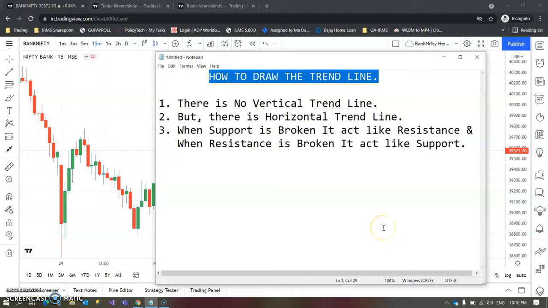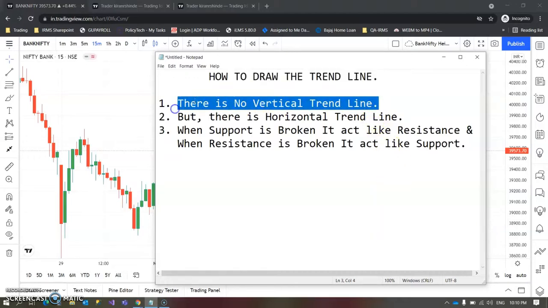So basically there is only one rule we can say for drawing a trend line: there is no vertical trend line. There cannot be a vertical trend line. This is the full and final rule, and the rest of the two are points regarding the trend line. So what is the second point? There is a horizontal trend line. A horizontal trend line can exist. We will see more examples on this.